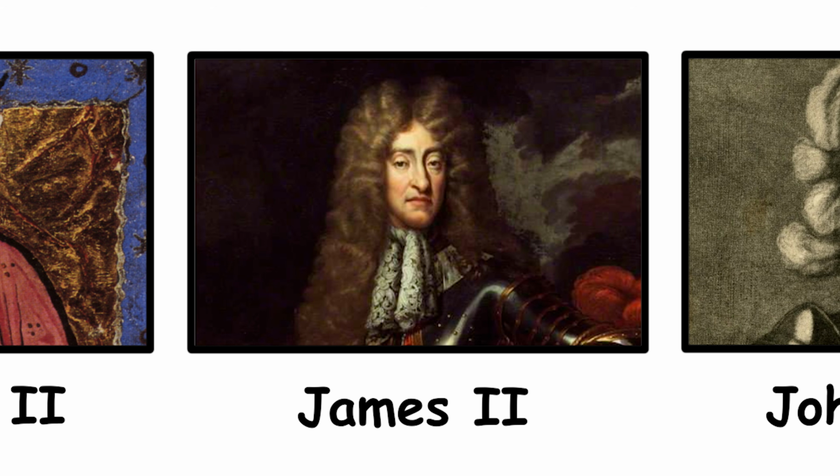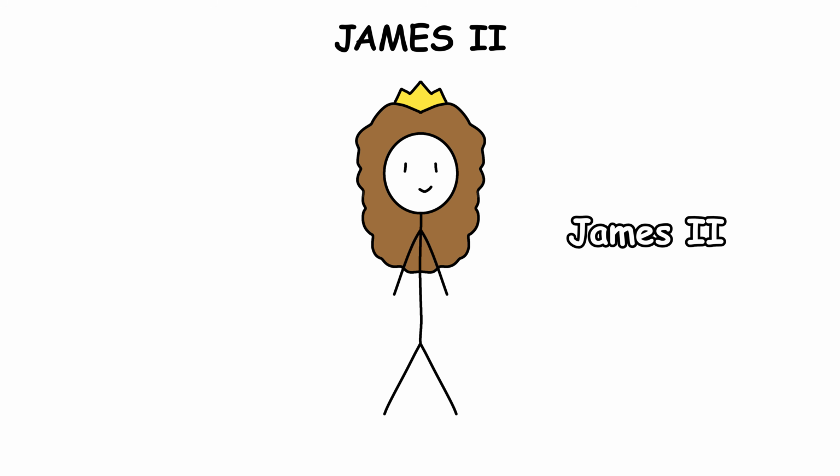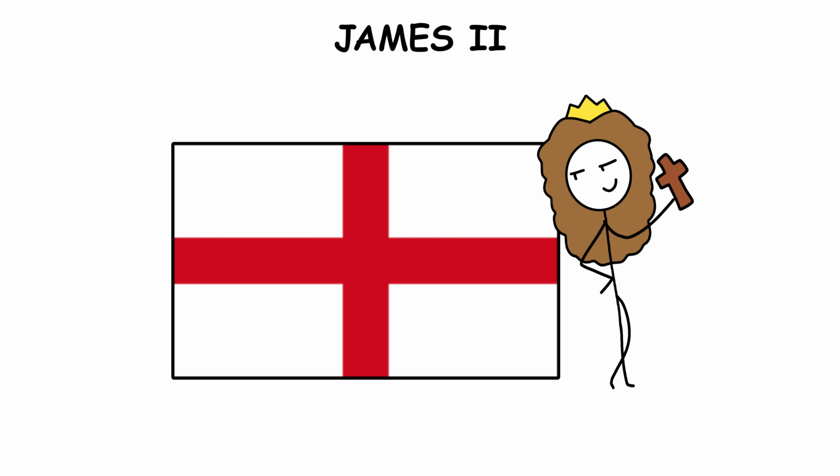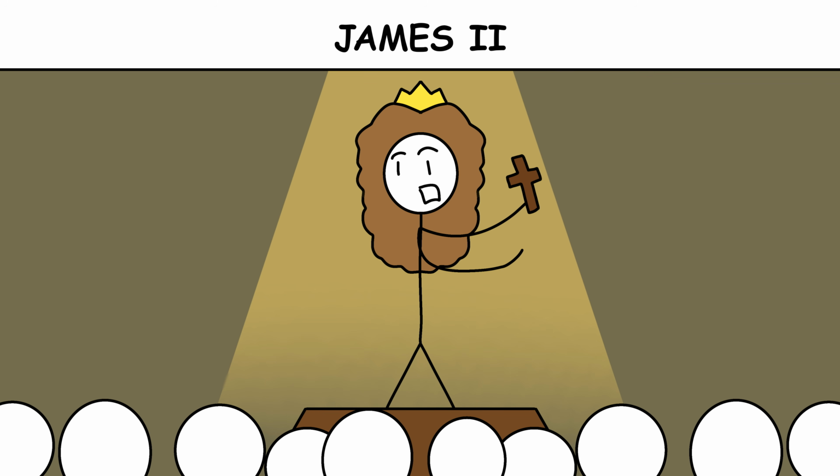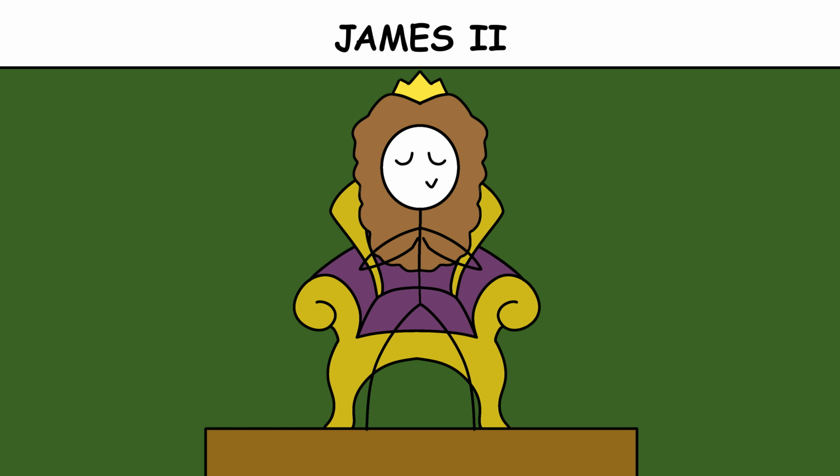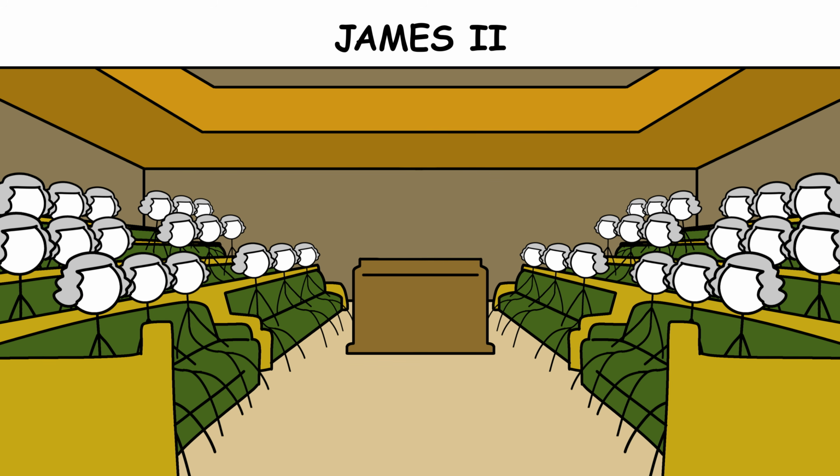James II, the bloodless revolutionary. James II became king of England in 1685 as the last Catholic monarch. He immediately tried converting Protestant England back to Catholicism, ignoring centuries of religious change. James packed his government with Catholics and bypassed Parliament.